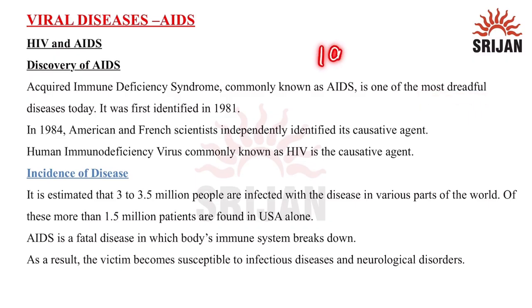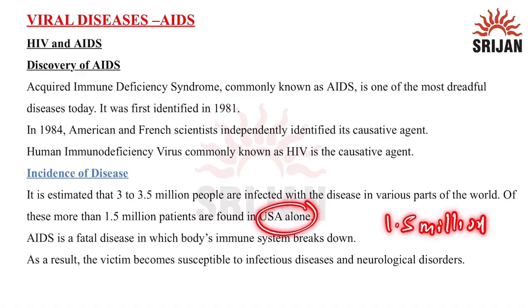It was first identified in 1981. Now, in 1984, American and French scientists independently identified the causative agent, and HIV was the causative agent. Now, incidence of disease. It was estimated that 3 to 3.5 million people are infected with the disease in various parts of the world. Of these, 1.5 million patients are found in USA alone.